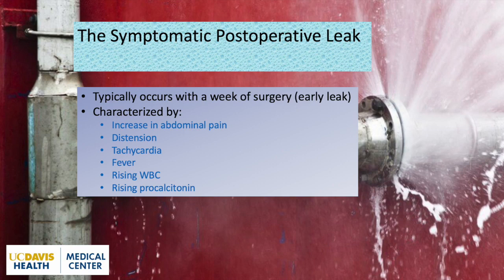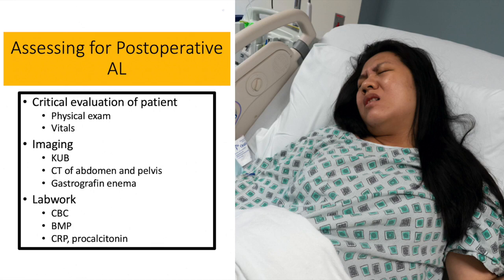The symptomatic postoperative leak may be characterized by increased abdominal pain, distension, tachycardia, fever, elevated white count, and a rising procalcitonin level. Key in the postoperative setting is early detection. A critical evaluation of the patient is needed, including a physical exam with vital signs. Imaging and lab work may be warranted. CRP and procalcitonin can be helpful values when used strategically.